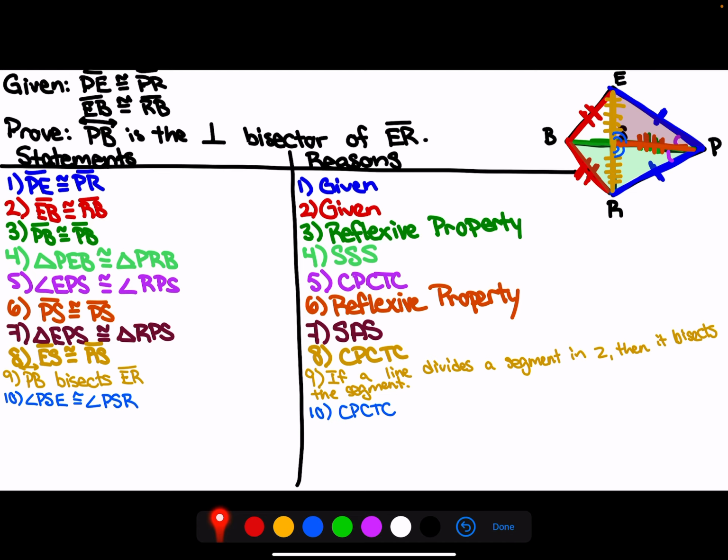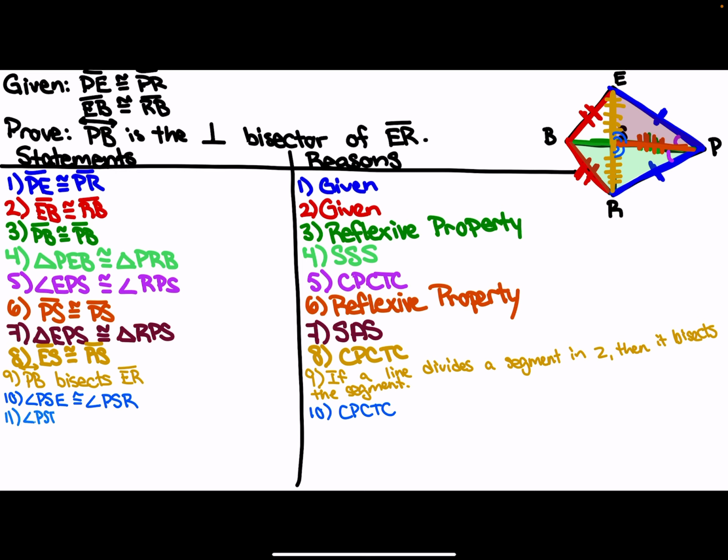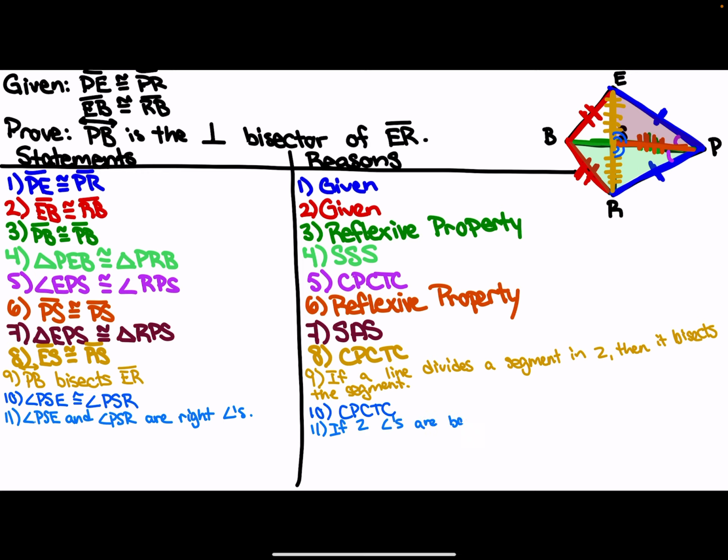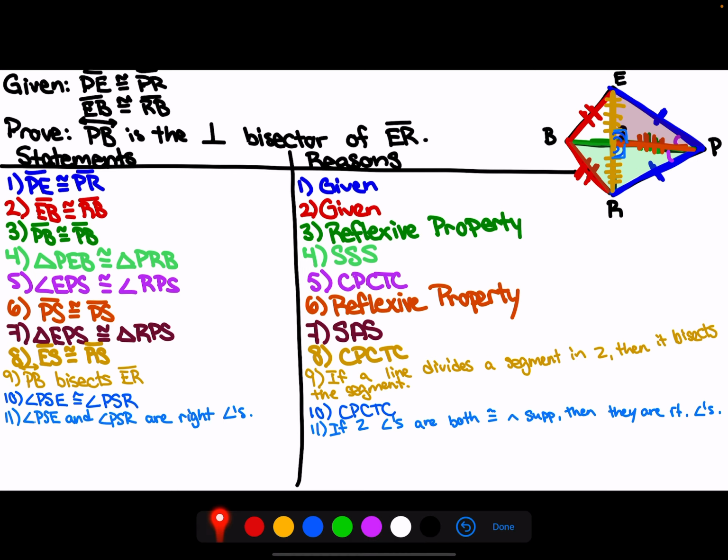Now, on top of that, I'm going to go ahead and say that those two are right angles specifically. The reason that we can say that these are right angles is because they're not only congruent angles, but they're also supplementary. And if we recall from our previous video about right angle theorems, our right angle theorem was if two angles are both congruent and supplementary, then they are right angles. So that's why we can say that these two are right angles right now.